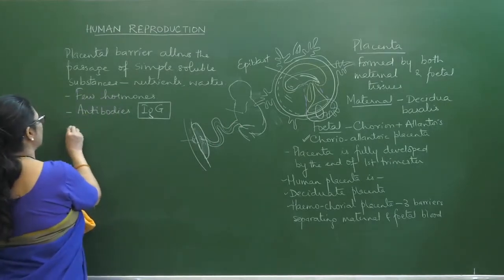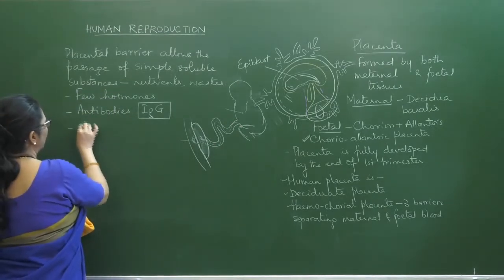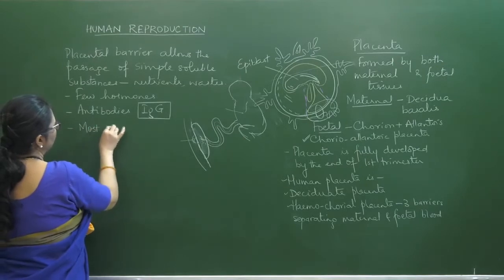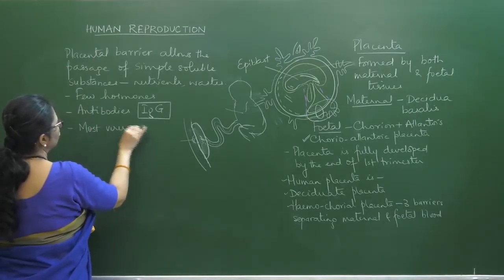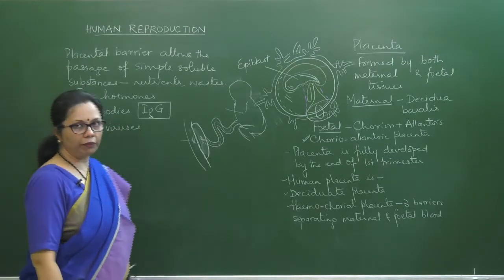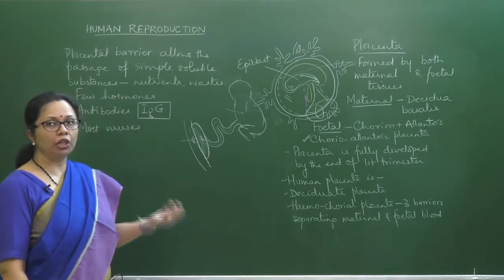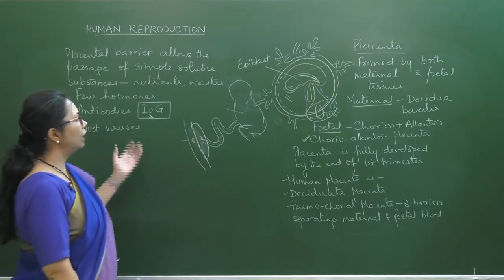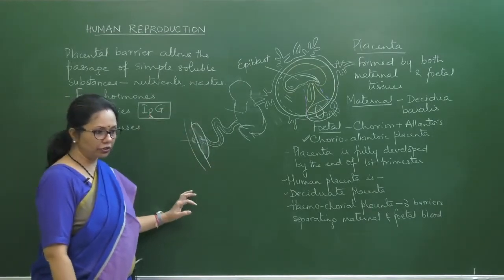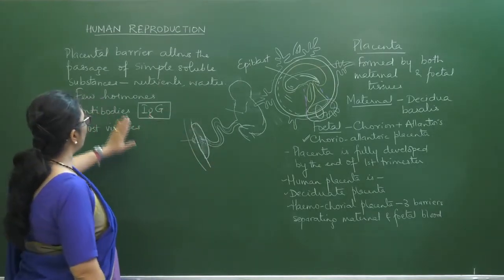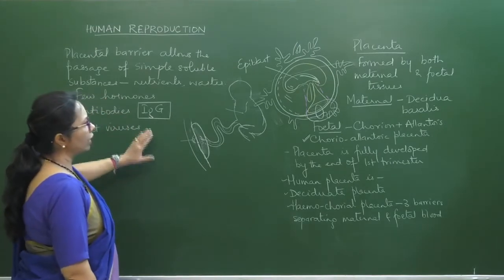And unluckily, most viruses can also cross the placental barrier, and that's why if the mother is infected, with diseases like hepatitis B or HIV infection, that will pass on to the fetus. Okay, so this is what all can cross.